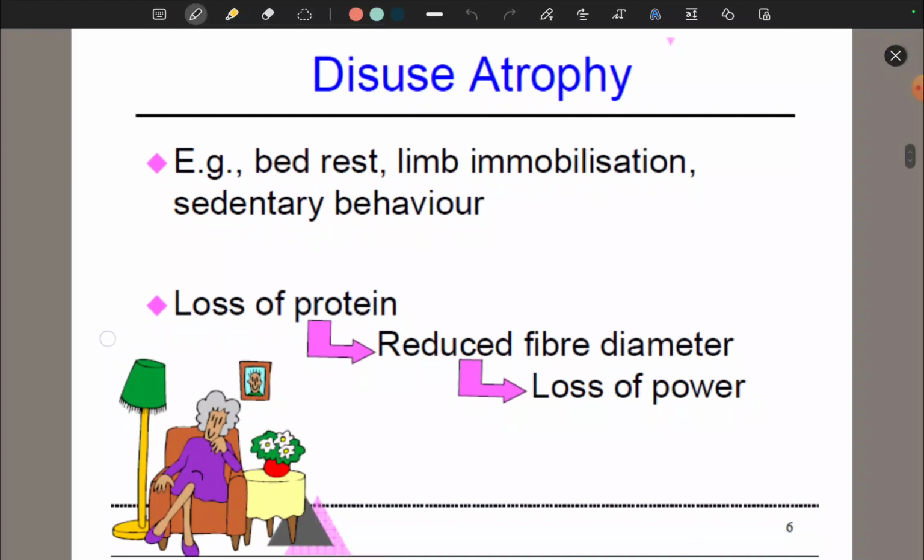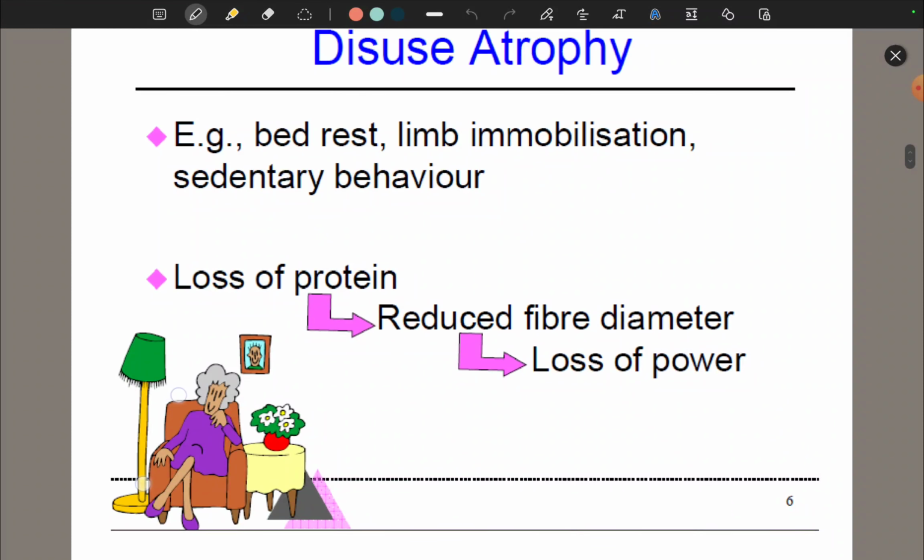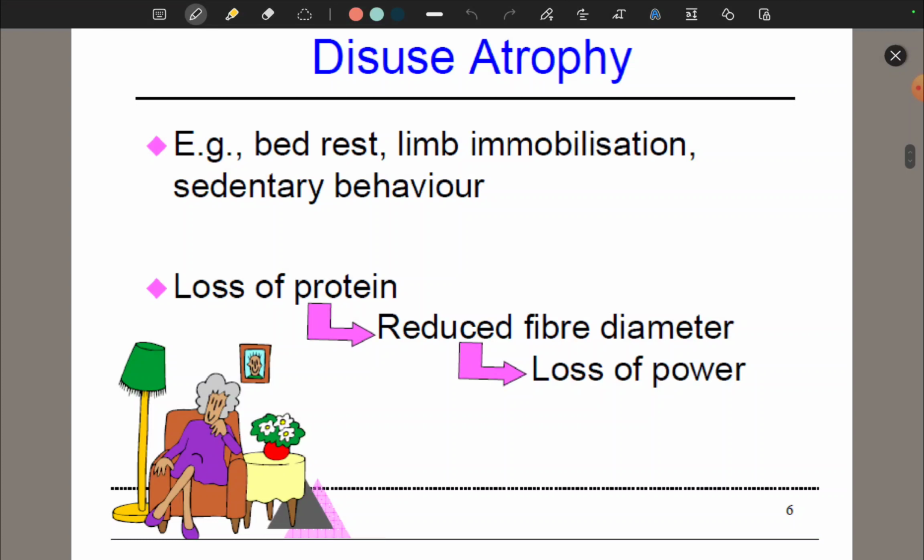Disuse atrophy. I said disuse means that you will not use the muscle. If you do not use the muscle, so let's say a person with immobilization, maybe because of crippling or an unconscious patient or any cause, this person will undergo atrophy. The immobilized muscles will be affected, even if it is localized.